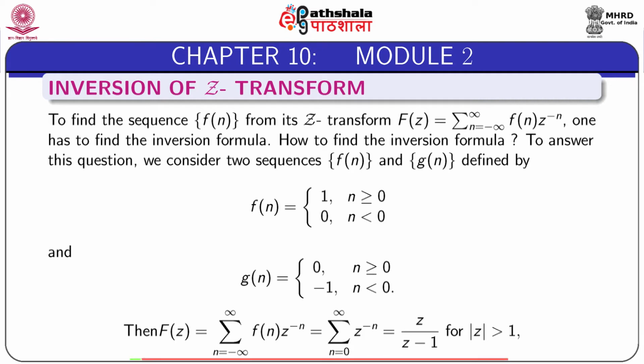capital Fz, which is the Z transform of small fn, is given by summation n equal to minus infinity to plus infinity fn z to the power minus n. Now fn has been defined as 1 for n greater than equal to 0 and 0 for n less than 0. So this summation starts from n equal to 0 to infinity z to the power minus n, which is equal to z by z minus 1 for mod z greater than 1.